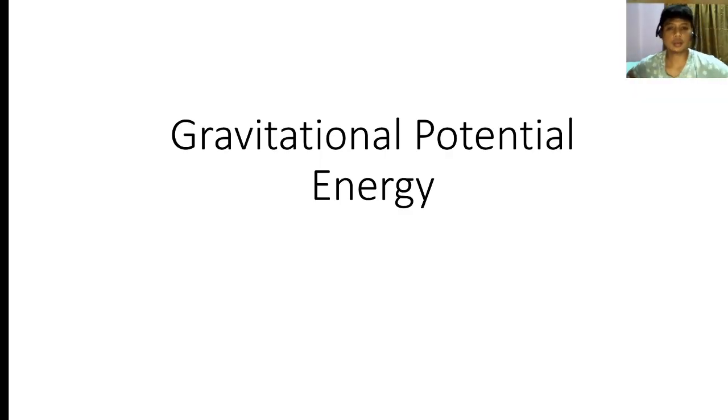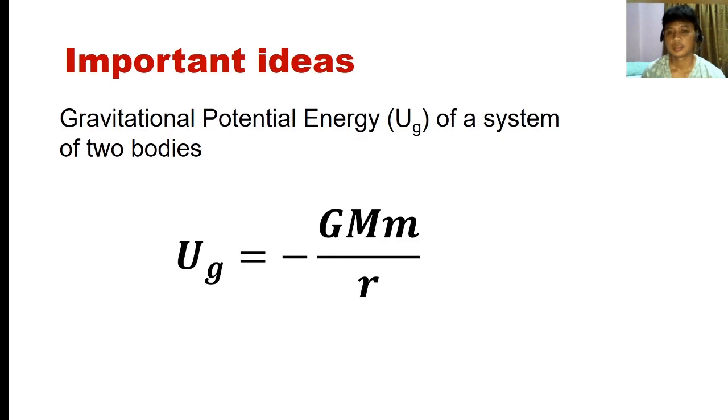We are going to talk about gravitational potential energy in this video. And I'm going to prove that the formula for getting the potential energy of two bodies with mass is by using this formula, negative GMm over r.